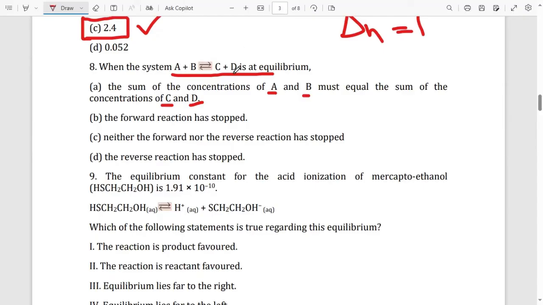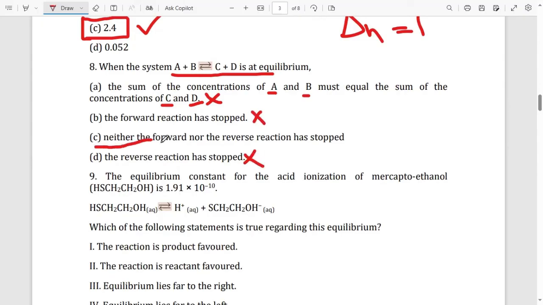Okay, it's just the rate at which the products are turning into reactants and the reactants are turning into products. That's the thing that is equal, but the concentrations are not equal. So this one here is not true. And then they're saying the forward reaction has stopped, not true. Okay, the reverse reaction has stopped, not true.